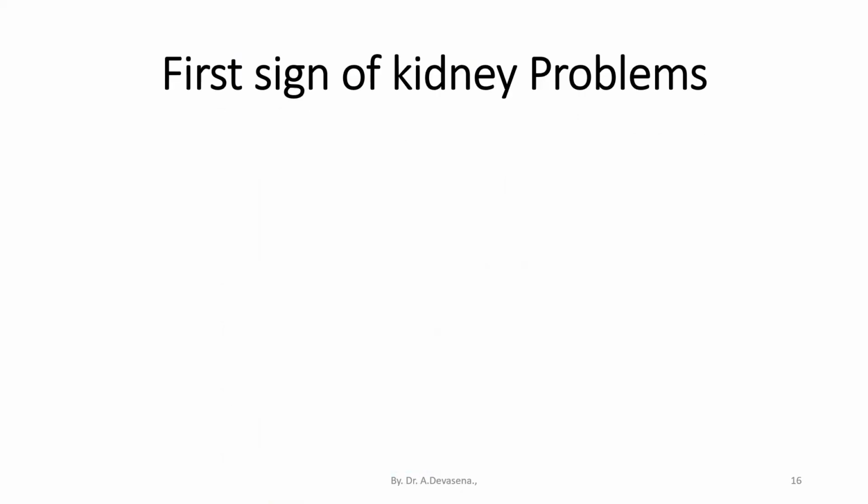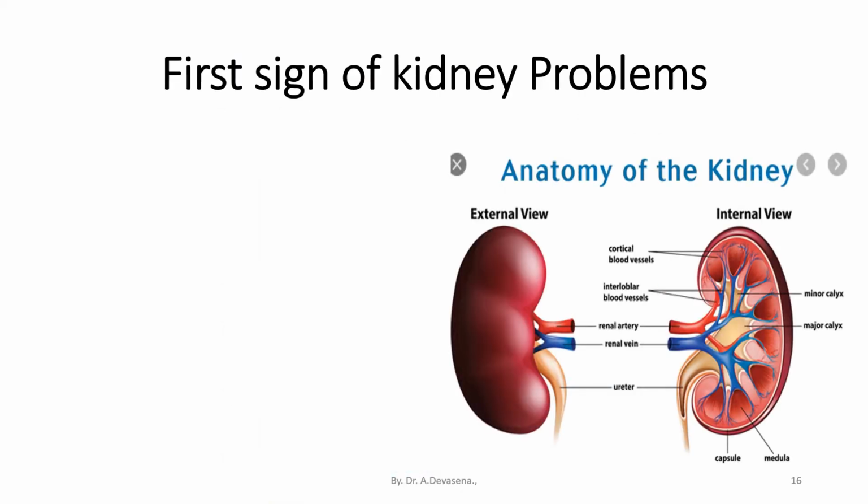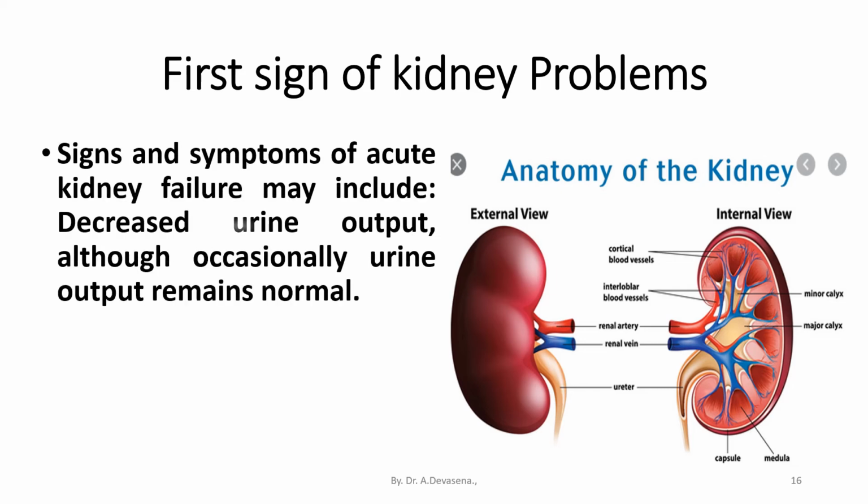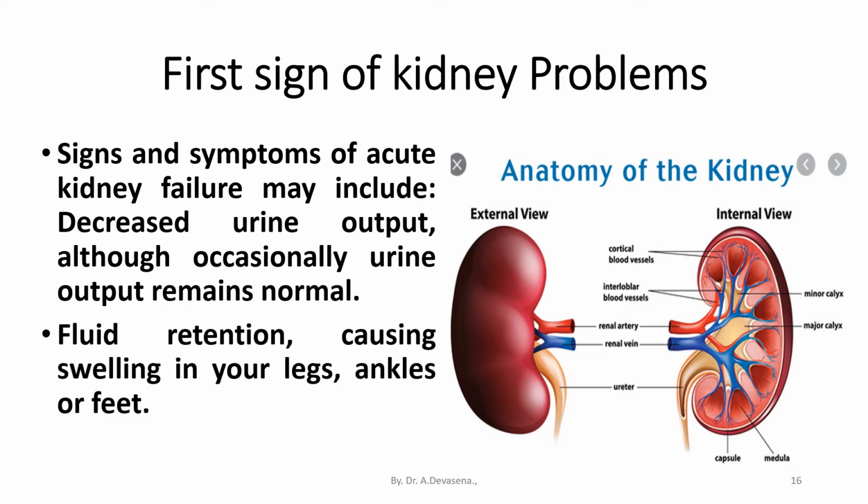First sign of kidney problems. Signs and symptoms of acute kidney failure may include decreased urine output, although occasionally urine output remains normal. Fluid retention causing swelling in your legs, ankles or feet. Shortness of breath.